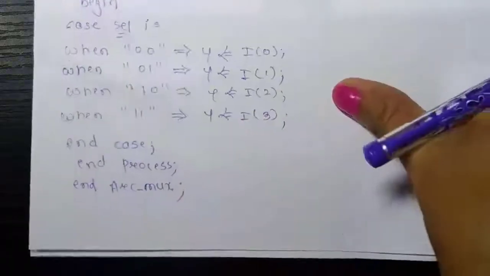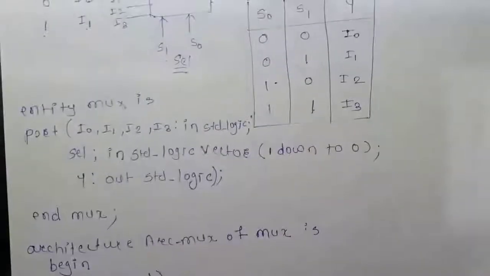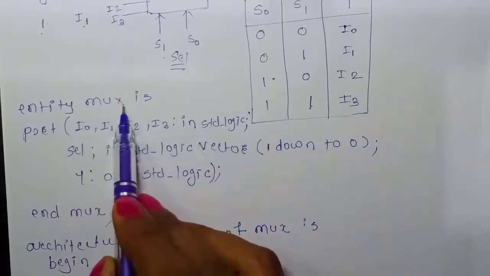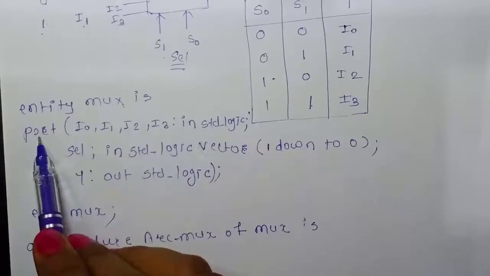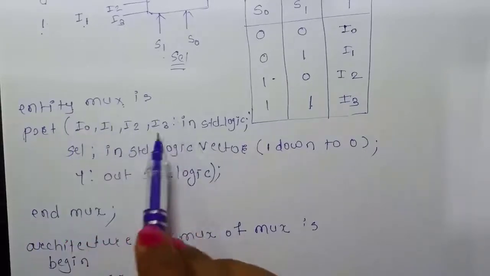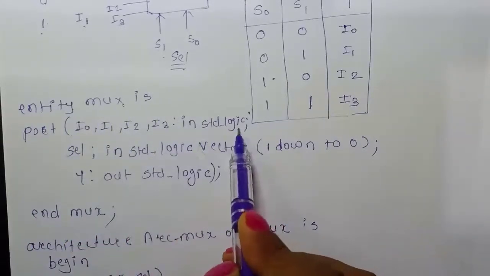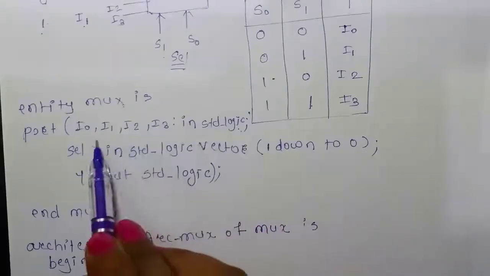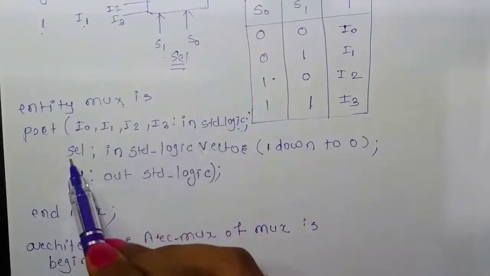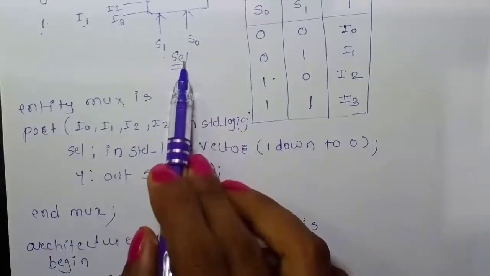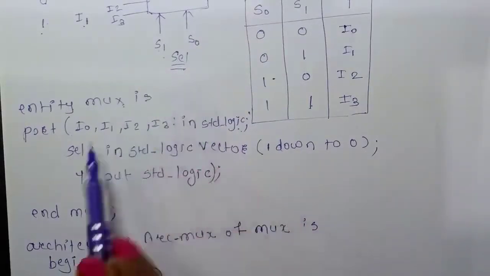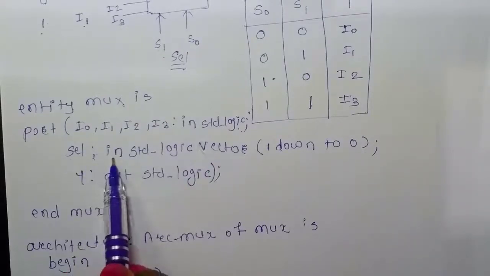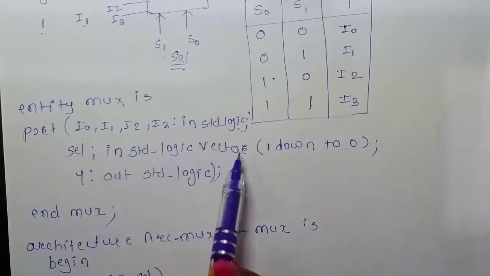Okay, so what we have seen in this program? First we have to declare entity followed by name of entity, then ports. There are 4 input ports with data type associated with it is std_logic. Okay, along with these input lines we have a selection line. We name it as a single variable, that is sel. So sel colon in std_logic_vector.